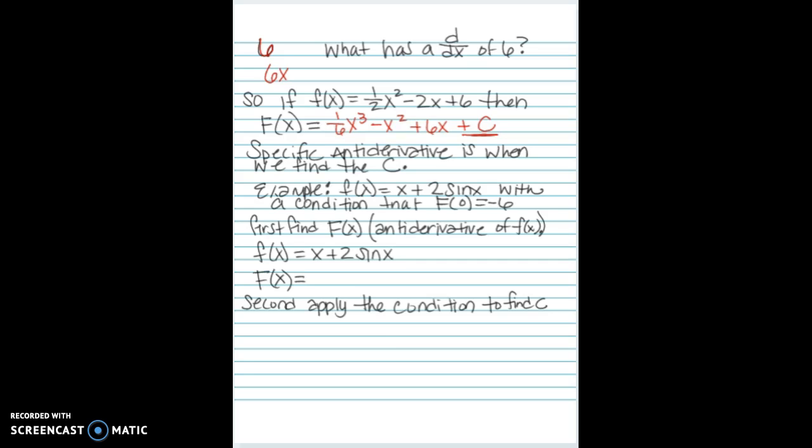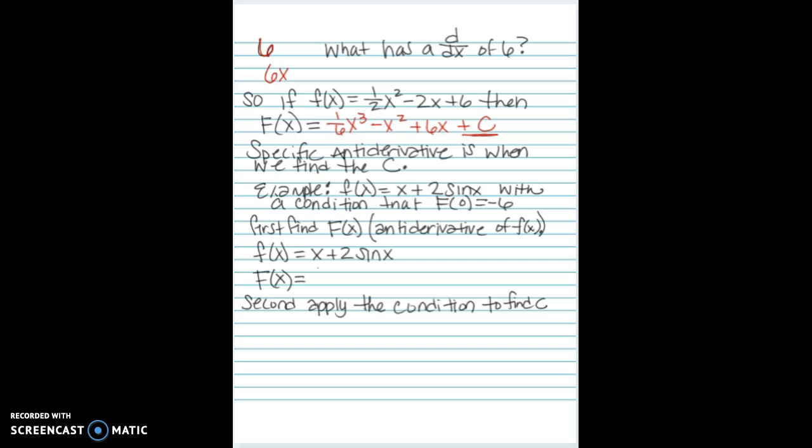Okay? Now, what if I need to find a specific antiderivative? A specific antiderivative is when we actually locate the specific c value. So our example is f of x equals x plus 2 sine of x with a condition that cap F of 0 equals negative 6. So when x equals 0, the antiderivative equals negative 6. So first we're going to find cap F of x. We're going to find the antiderivative of f of x. So we know f of x equals x plus 2 sine of x.